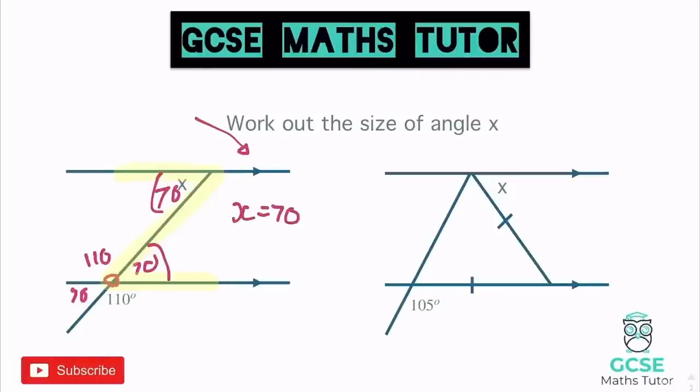And we've normally been asked to give our reasons there. So my reason may have been angles on a straight line equal 180, and that's how I got the 70. And then I would have said alternate angles are equal, and that's really important the way you say that.